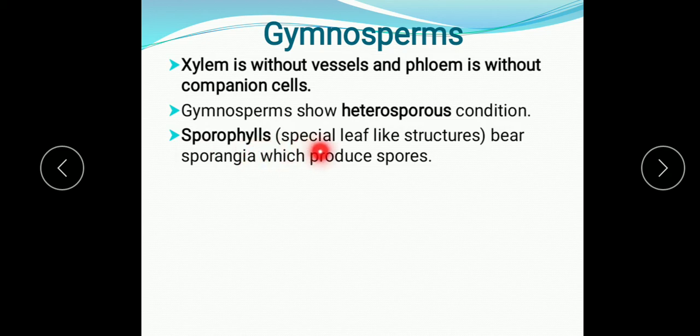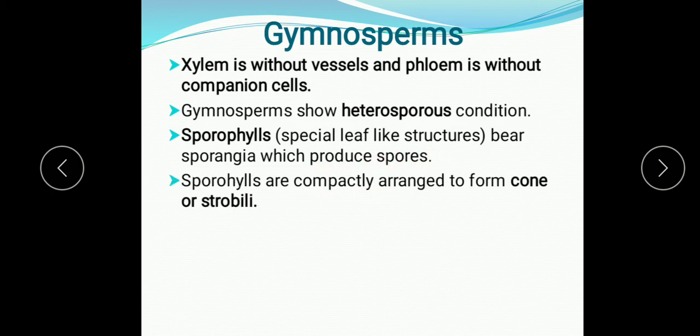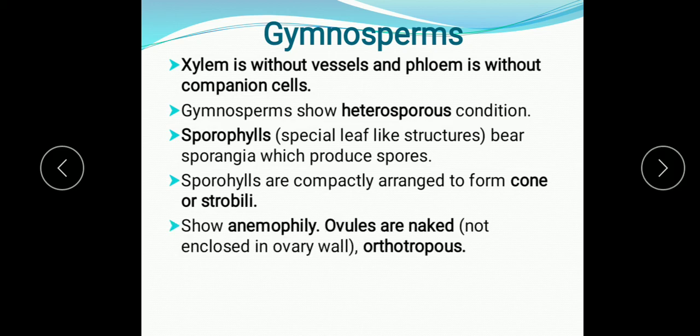So these sporophylls are the leaf-like structures, they have sporangia, and these sporangia produce spores. Now sporophylls are compactly arranged together, they form a cone or strobili. So the structure formed by the union of these sporophylls is called a cone or strobili. Pollination is anemophily. Anemophily means pollination by wind.